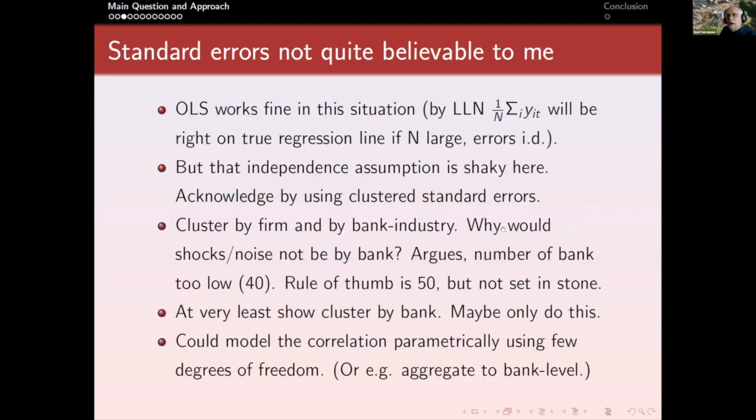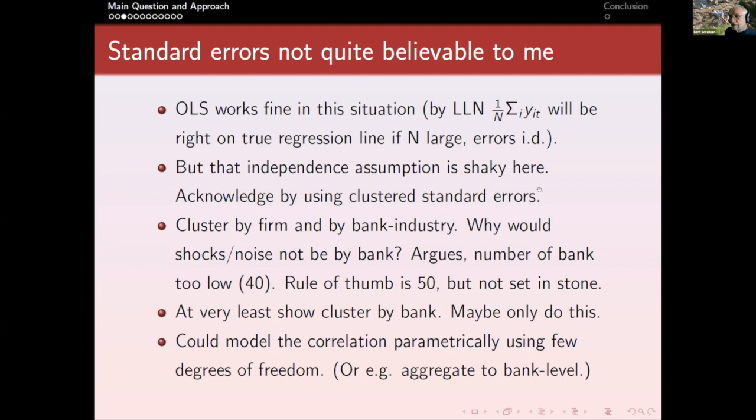Now, there's nothing about OLS that says we can't repeat the observations, right? So by the law of large numbers, this averaging over the Y that implicitly happens when we are regressing on a only time-varying variable gives us the average of Y. If the errors are independent, right, then Y is the true observation plus some independent error, then by the law of large numbers, we should see these average Ys being exactly on a line, which you could check by plotting it. But of course, that independence assumption is very shaky, right? And the authors do acknowledge that implicitly by using clustered standard errors.